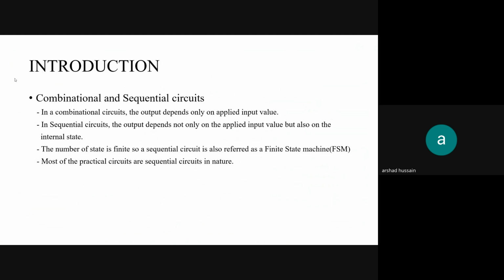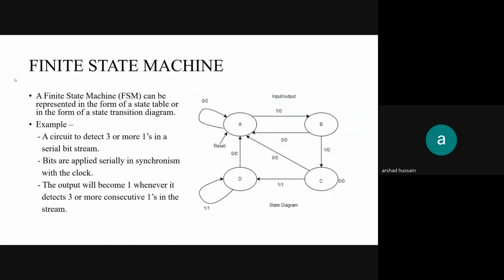So there is a concept of a state, the number of states is finite, and there is a formal definition of a machine. Most importantly, we can say that most practical circuits which we see around us are sequential in nature and only a few are combinational. Now moving to the next slide.